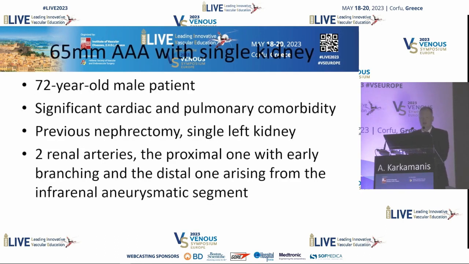This is a 72-year-old male with significant cardiac and pulmonary comorbidity, 65 millimeter infrarenal or subrenal aortic aneurysm. He had previous nephrectomy due to cancer with re-laparotomy, single left kidney. He presented to us with aneurysm and 2 renal arteries, the proximal one with 1 early branching, and the distal one arising from the infrarenal aneurysmatic segment.